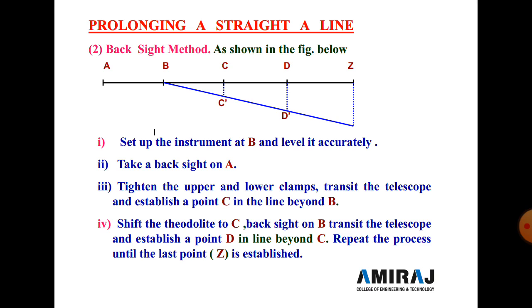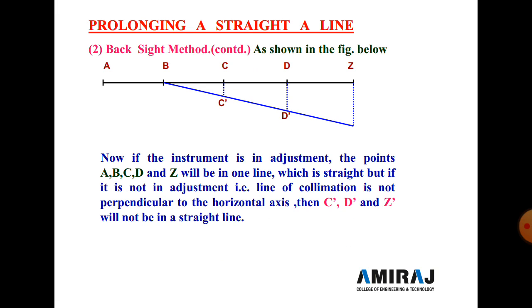Now the C point is bisected. So this line is extended, and at the C point we find C dash, because between face left and face right positions some changes are there. So here there is a small difference between the C and C dash points. So in the backsight method we get C dash, D dash up to Z dash.